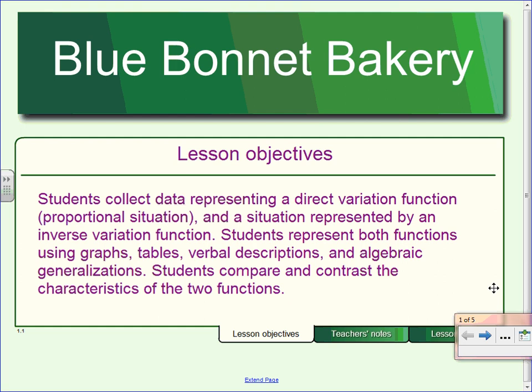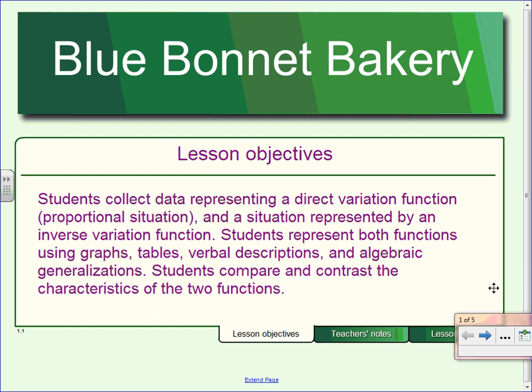Bonnet Bakery is the one we're working on. As you can see from our objectives, students are going to be collecting some data representing a direct variation function and a situation represented by an inverse variation function. Students represent both functions using graphs, tables, verbal descriptions, and algebraic generalizations. Students will also be comparing and contrasting characteristics of these two functions.